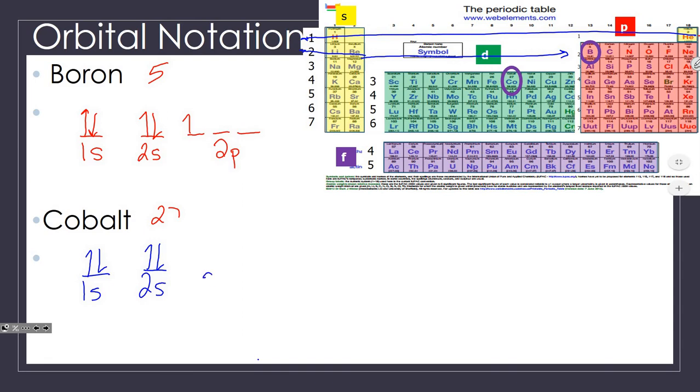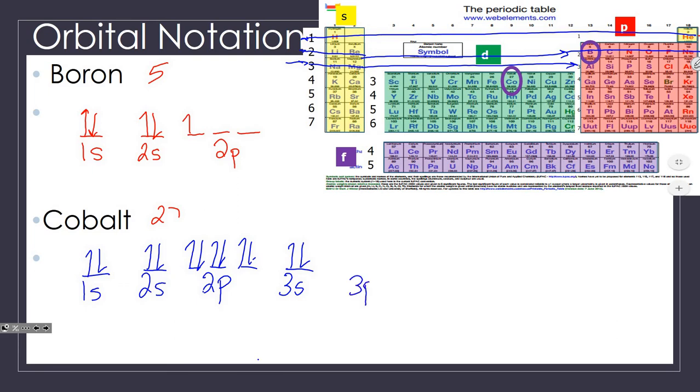I hit the 2P. The 2P I know has 3 rooms. I am past that, so I'm going to go through all those 3 rooms. I'm going to fill that up with 6. So 1, 2, 3, 4, 5, 6. I've now hit the 3S. The 3S has 1 room. I'm going to go all the way through it. So sodium, magnesium. Following across, I now hit the 3P.